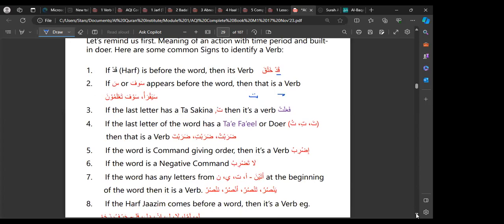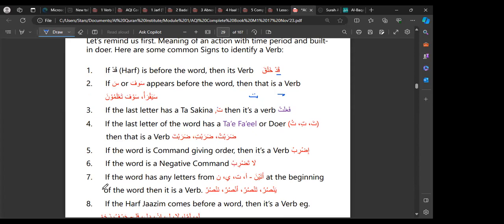Then number 5 and number 6 are commands, amar and nahi. So the command to do something and the command not to do something. Idrab, idrib, and la tadrib. Hit and don't hit. If'al, la taf'al. Do it and don't do it.